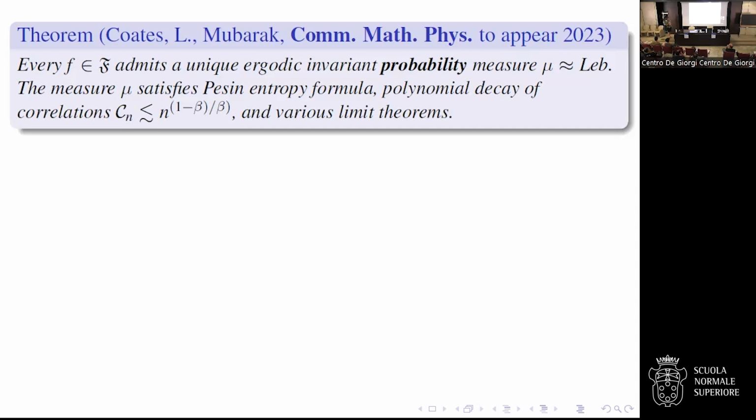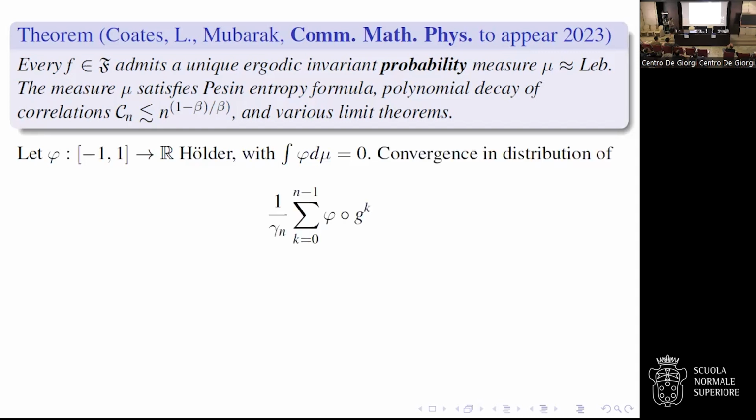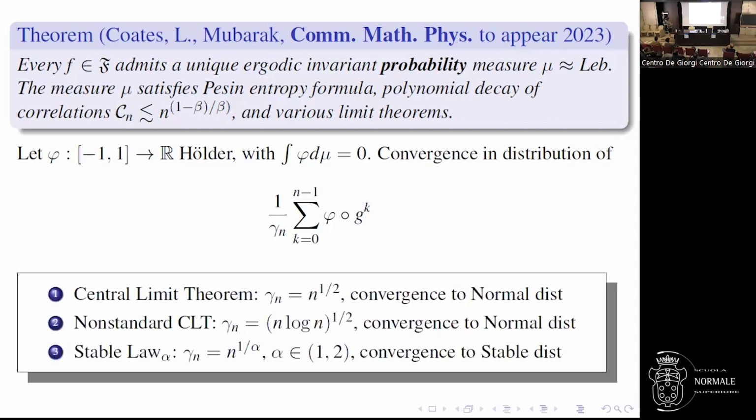The limit theorems are not really my area of expertise. This is really Doug and Mubarak's contribution here. But I will mention them because I know there are a lot of experts in limit theorems here, and I think we get a fairly interesting situation with the limit theorems. So of course we are looking at convergence in distribution. We have various kinds of limit theorems depending on this scaling factor gamma n: the central limit theorem, a non-standard central limit theorem if you have a slightly weaker condition, or a stable law if you have this kind of convergence, right?